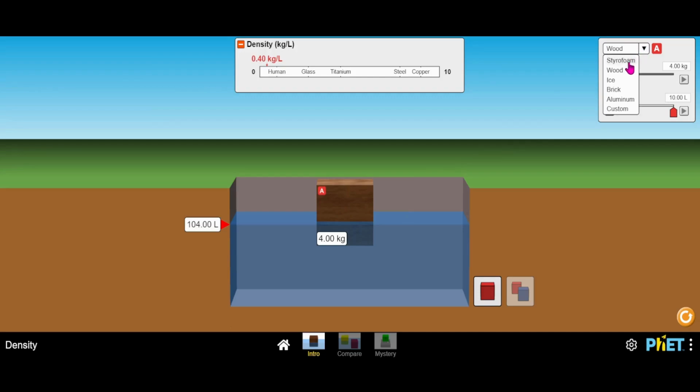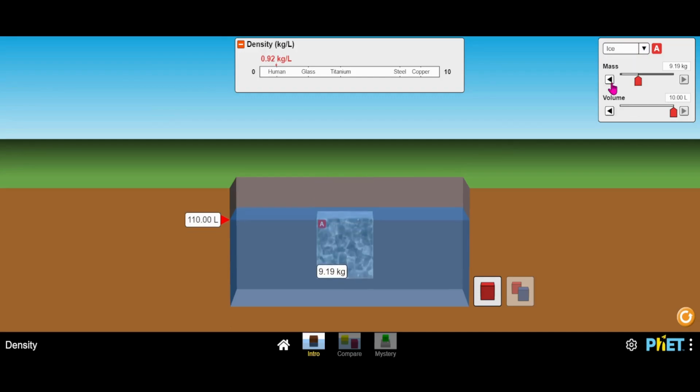So let's see if we can keep ice. Now ice is denser than wood, at 0.92 kg per liter. See, ice is just solidified water, right? Ice is the solid state of water. So ice is a little less dense than liquid water.